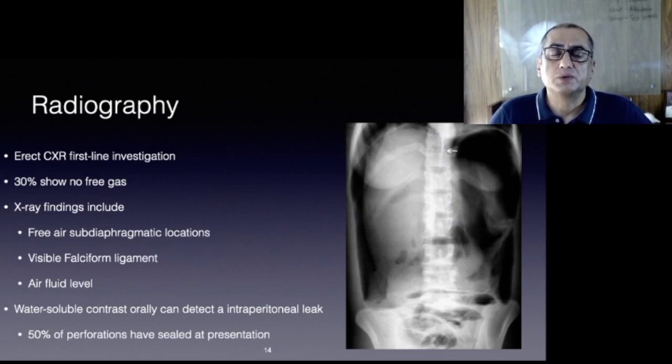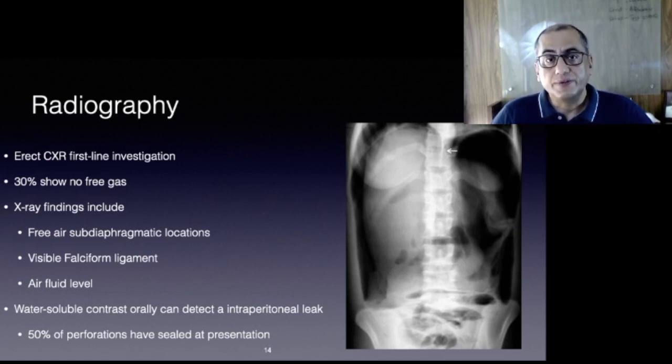extending from the right upper quadrant towards the umbilicus, particularly when large quantities of gas are present on either side of the ligament. Air fluid levels may be seen on erect radiographs of the abdomen in the presence of a hydropneumoperitoneum or a pyopneumoperitoneum. Water-soluble contrast media administered orally or through a nasogastric tube can be used as an adjunct diagnostic tool to detect any intraperitoneal leak.